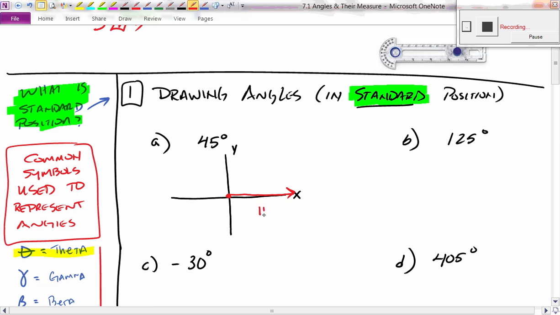So here's my initial ray. If I'm drawing an angle in standard position, my initial ray needs to be lined up exactly on the x-axis, like parallel to it. And then 45 degrees, that we know, exactly splits 90 degrees in half. So a 45-degree angle looks like this at 45 degrees. And this ray, the second ray, is called my terminal side.